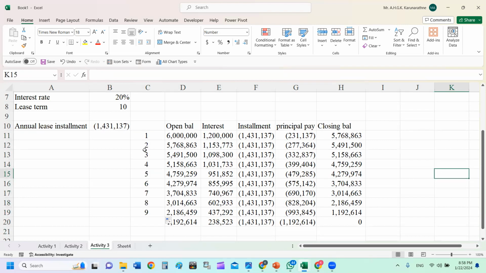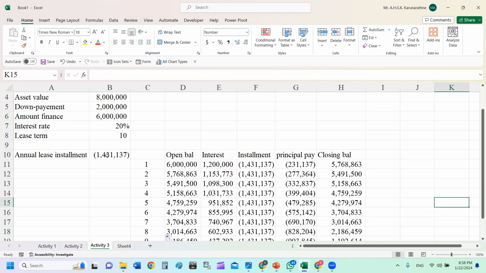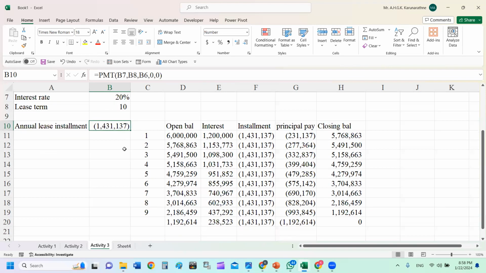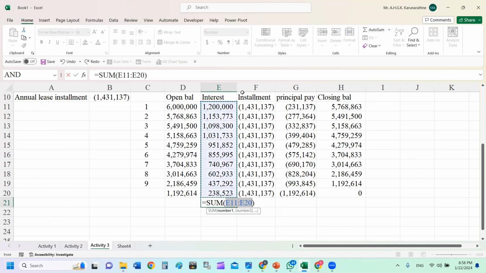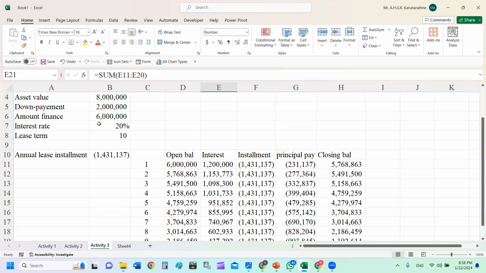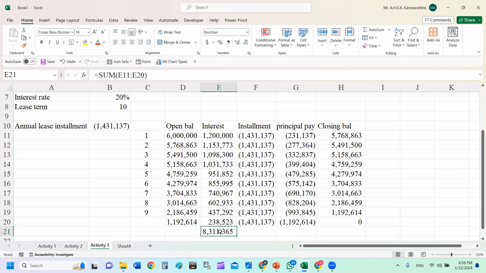If you go for a 10-year loan, then you can reduce your annual lease installment like this. Earlier it was 2 million, now it is 1.4 million. But the crazy thing, you will have to pay huge interest. So this is the total interest you pay. You can see your asset value 8 million, you pay 8 million interest.